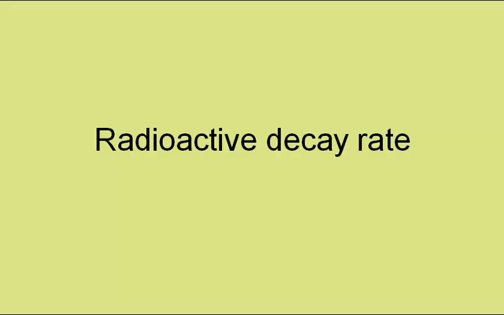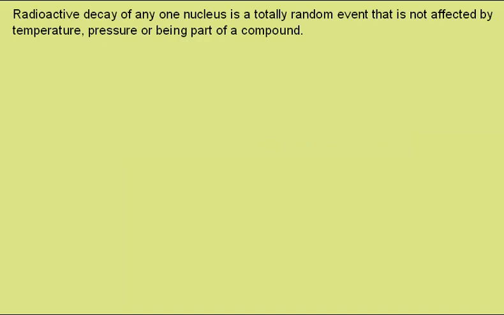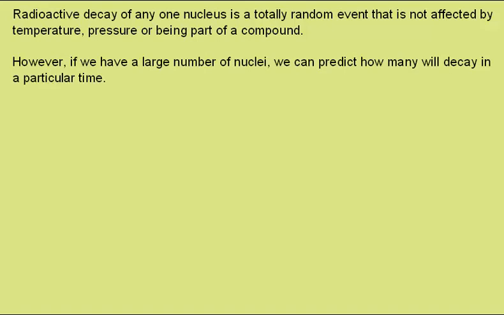Radioactive decay rate. Radioactive decay of any one nucleus is a totally random event that is not affected by temperature, pressure, or being part of a compound. However, if we have a large number of nuclei, we can predict roughly how many will decay in a particular time.